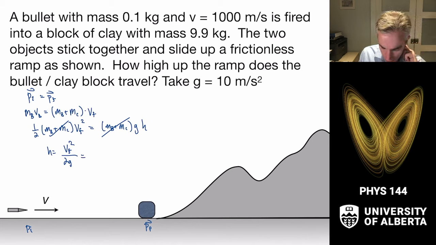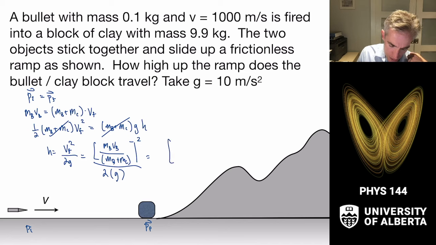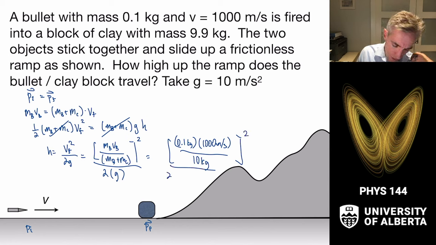And then v final is just going to be mbvb over mb plus mc. That's the speed quantity squared over 2 times g. And let's plug in some numbers. We got 0.1 kilograms times 1,000 meters per second divided by 9.9 plus 0.1, kind of chosen to be a little neater for some reason, squared over 2 times 10 meters per second squared.